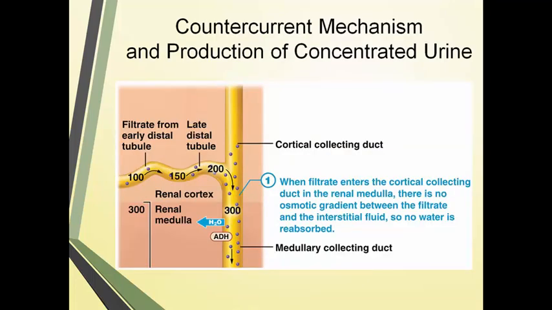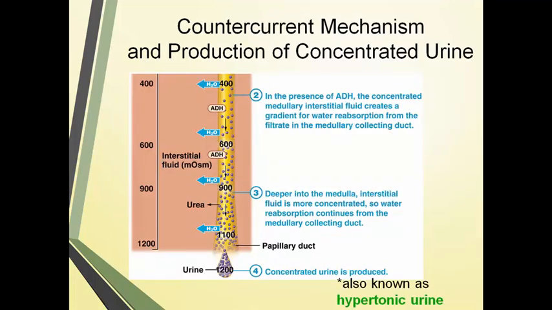So here again we start off in the cortical collecting duct. The filtrate goes in, the osmolarity units are about 300. But then as it passes into the medulla, notice it gets greater and greater and greater until eventually at step 4 you now have concentrated at 1200 osmolarity units of urine that are produced. And again, this is known as hypertonic urine. This is going to be that first void urine every morning.